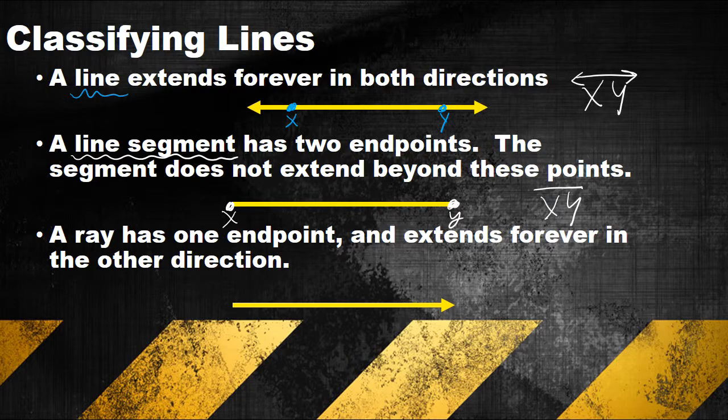And third, when we classify lines, we're talking about a ray. A ray has 1 endpoint, and at the second point, it extends forever in the other direction. And so with this one, the order does matter. So when we write this, we're going to start at our endpoint X, and we're going to write Y, and the line over it is going to show the arrow going in one direction, stating that this is a ray.